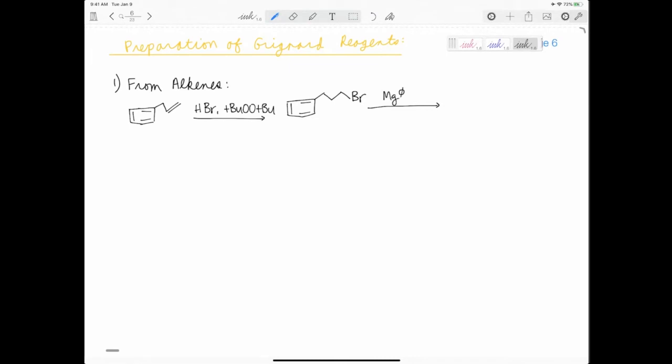So how do we do that? We just add pure magnesium in THF. Or you could also use diethyl ether. And what you end up with is a Grignard reagent here. Okay, please remember to account for Hofmann and Zaitsev rules if necessary.